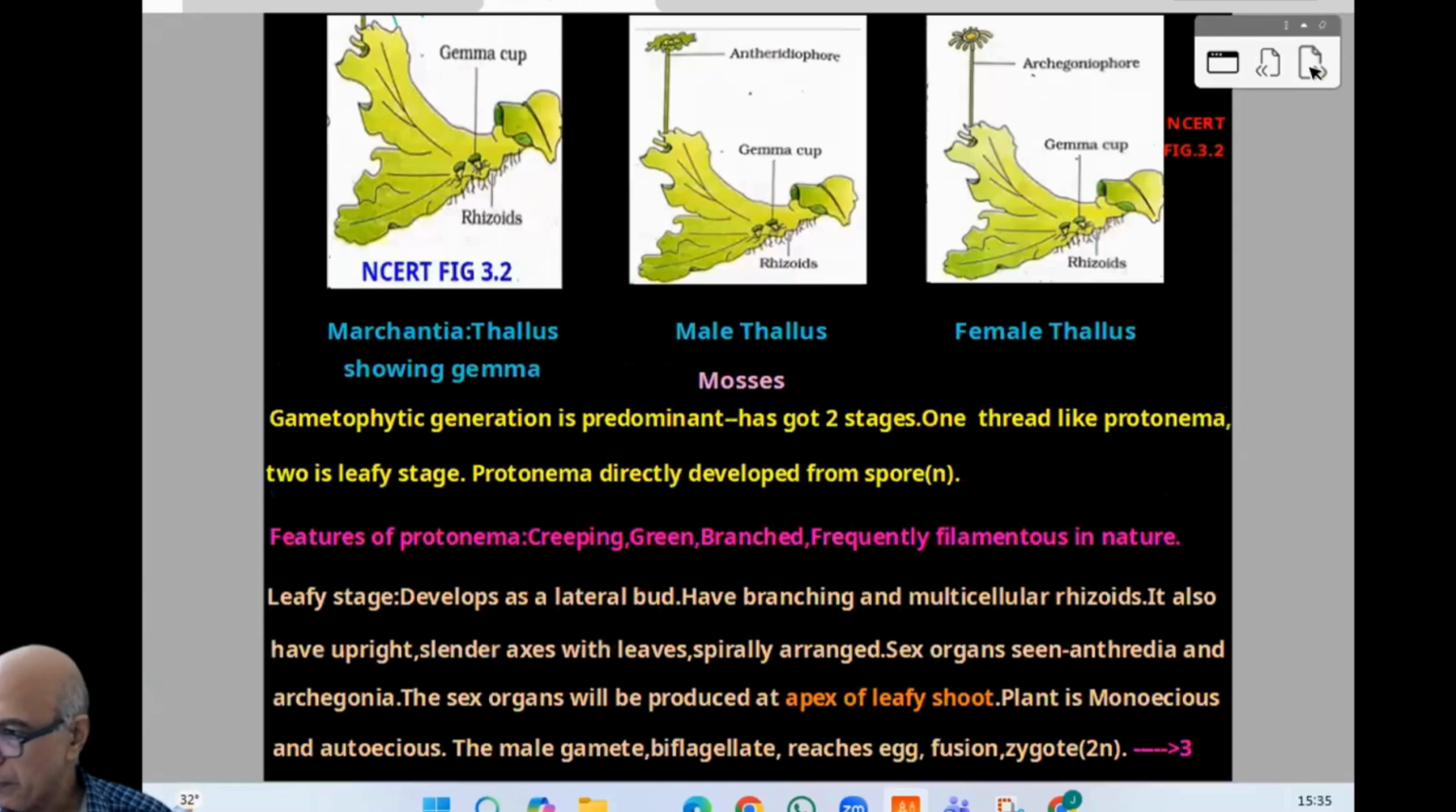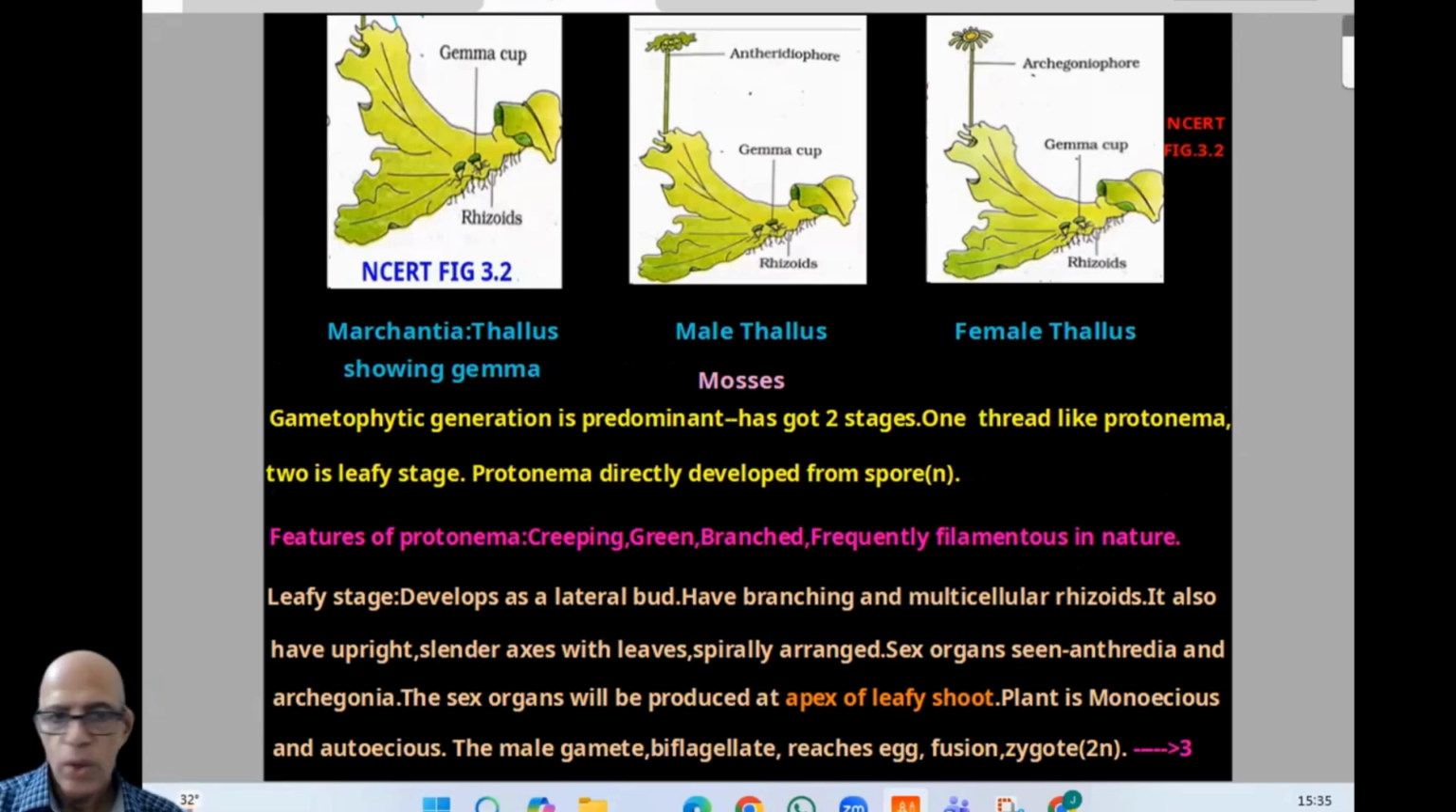Now we can proceed to the second page, where all these diagrams are important for the theory exam, NEET exam, labeling questions, etc. First is Marchantia thallus showing gemmae, then male thallus, then female thallus, all NCERT diagrams, important for theory and entrance. Now, the most evolved group is mosses. Gametophytic generation is predominant in both liverworts and mosses, generally in bryophytes.